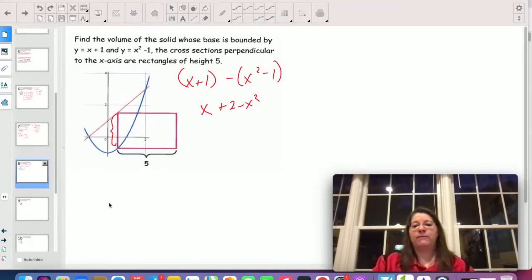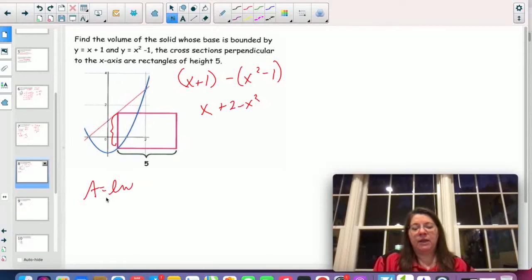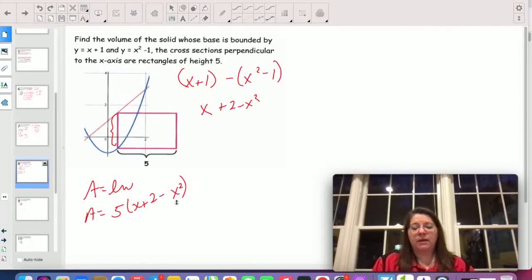Now think about the formula for the area of a rectangle. Area equals length times width. All right, our length is this right here. Our width, they gave us, is 5. Giving us our area formula of 5 times x plus 2 minus x squared. So to set up my integral, let's think about the boundaries. If its cross sections are perpendicular to the x-axis, our boundaries come from the x-axis. So we need to figure out where this x value is, and this x value, we know that's at 2.